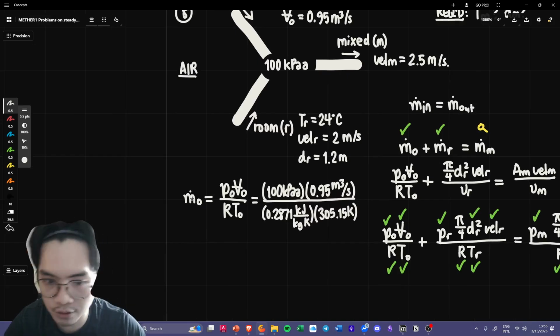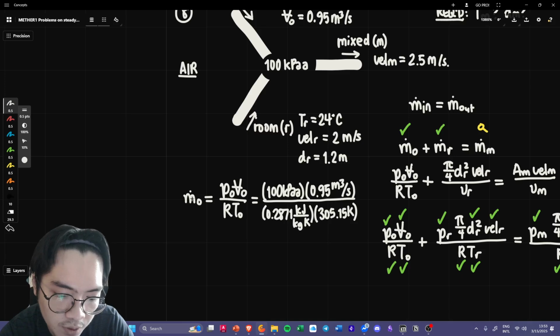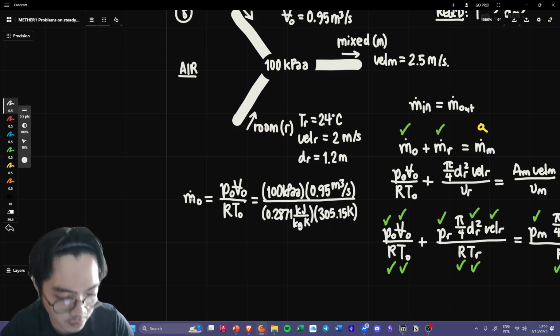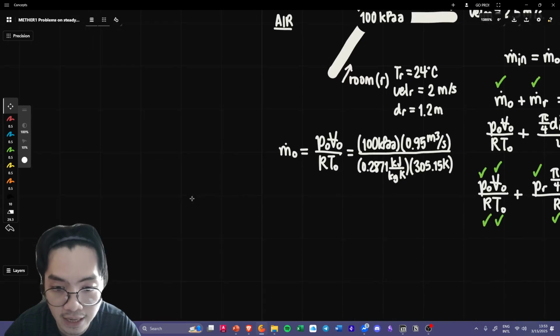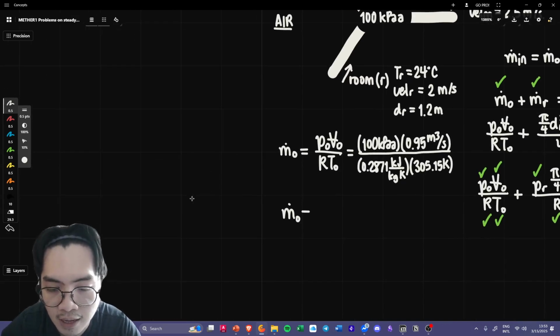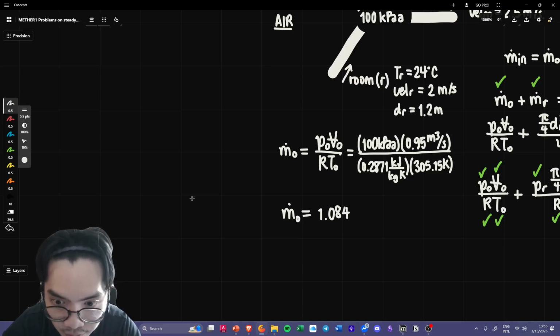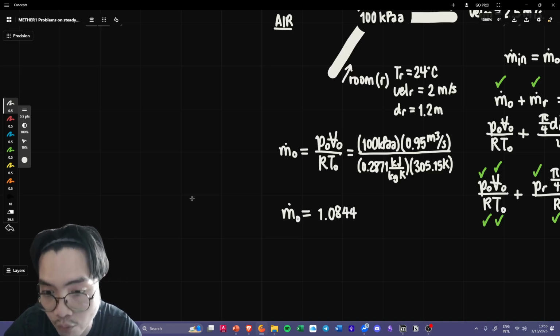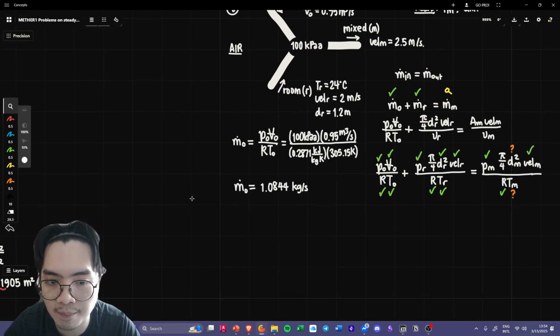And so now, what are we going to do? We can just get the value of MO immediately. So we're going to have 100 times 0.95 all over 0.2871 times 305.15. That will give us a value of 1.084368. I'm trying to get as many decimal points as I can. So this will be 1.0844 for now. And then for your MR, where should we put MR? We should put MR here.